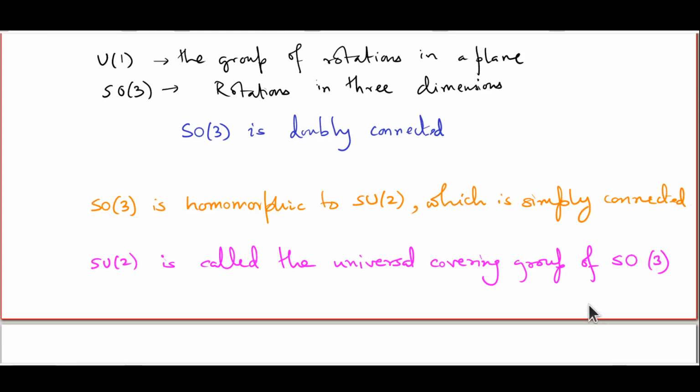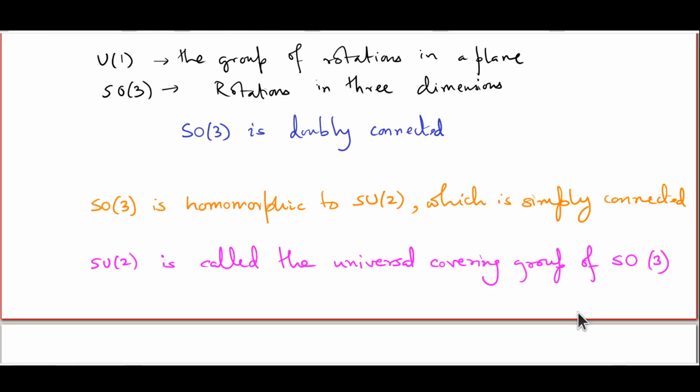We mentioned in passing near the end of the last lecture that SO3 happens to be homomorphic to another group called SU2, which is simply connected. That is to say, its group manifold is simply connected. And SU2 is called the universal covering group of SO3, and as a consequence, we can figure out much of the important properties of SO3 just by using results from SU2, which are actually easier to figure out, despite the fact that SO3 is more familiar and SU2 is a slightly more esoteric group.